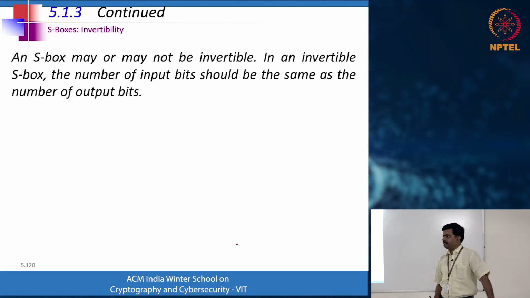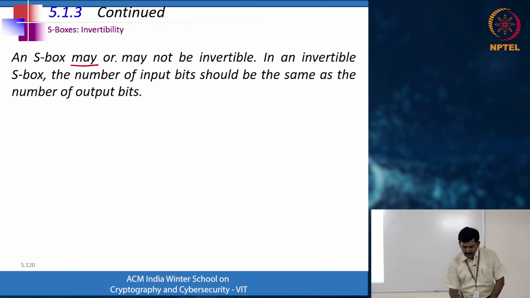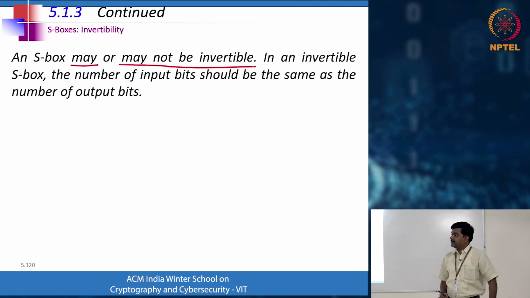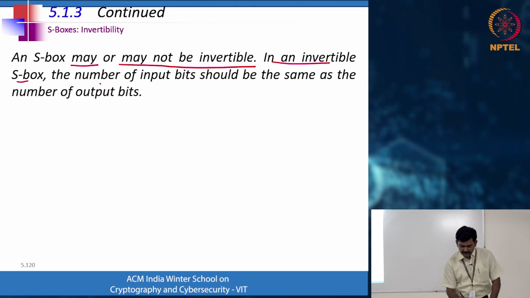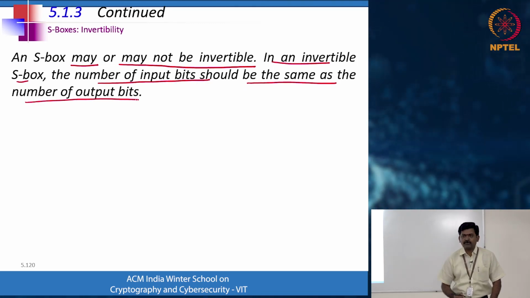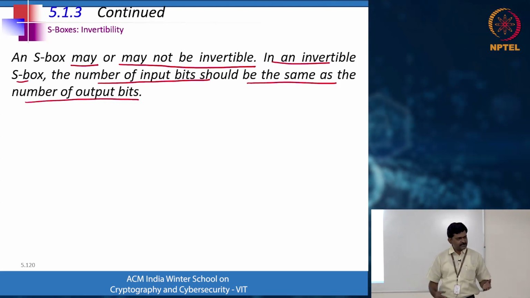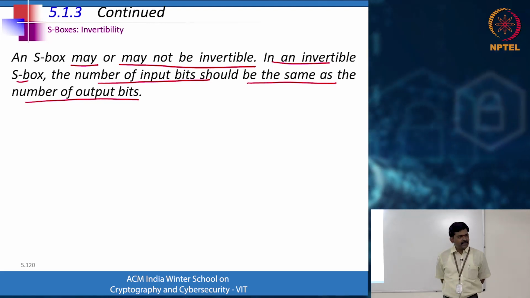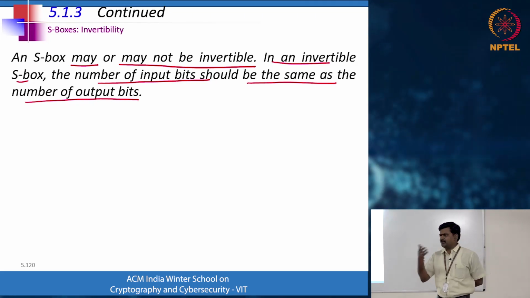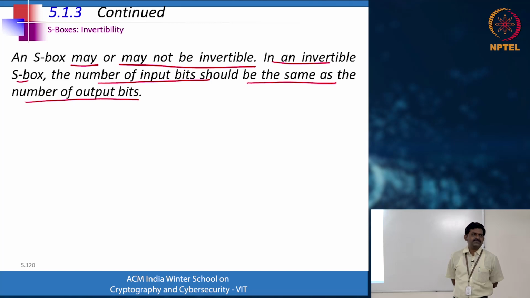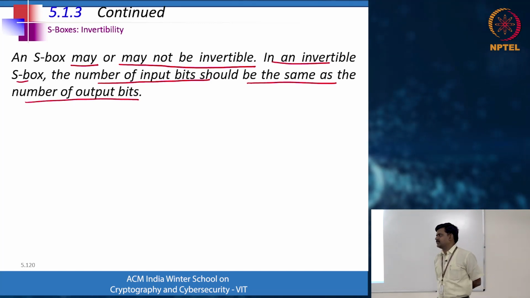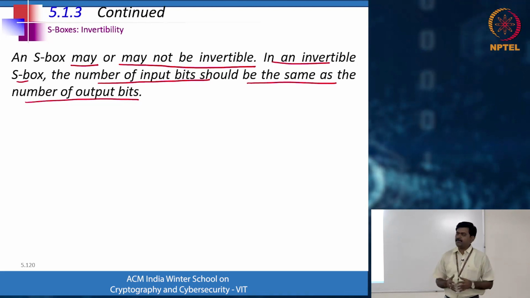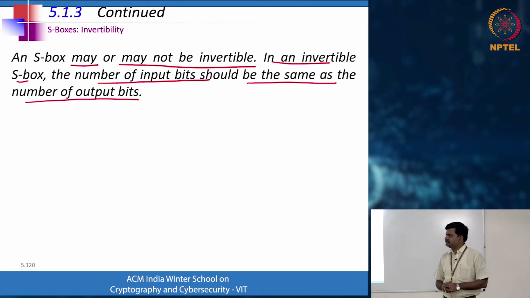In terms of invertibility, an S box is what? May or may not be invertible. In an invertible S box, the number of input bits should be the same as the number of output bits. Now tell me, the S box we saw is invertible or non-invertible? You are giving 101 as input, which is 3 bits, and you are getting 2 bits. So it's a non-invertible one, right? Similar to your P box, you have a straightforward P box which is invertible, while compression and expansion are not invertible, right?